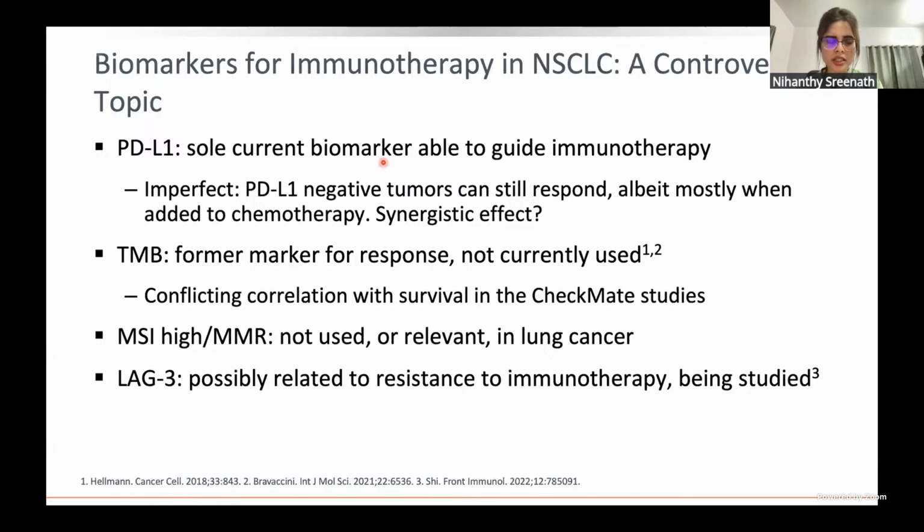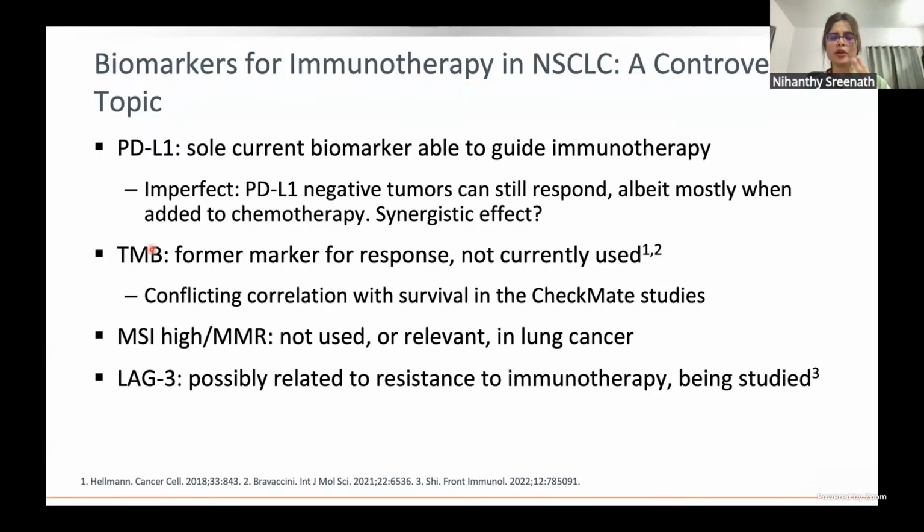We do have data. If the CPS score is 50, you can give a single agent; anything between 1 to 50, a combination of IO with chemotherapy; less than 1, again it depends. We do have data for the nivolumab ipilimumab combination, either with 2 cycles of chemotherapy or without chemotherapy, which has been published in the JCO article. So again, a holistic approach has to be taken, looking into the performance status, the disease burden, and the symptoms with which the patient presents.